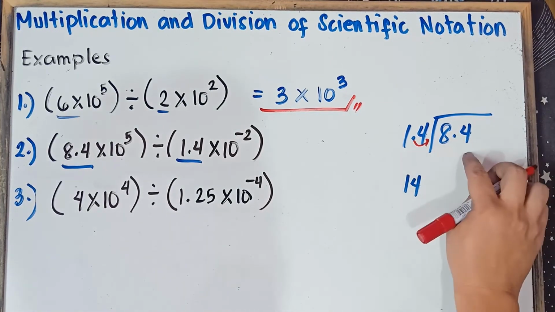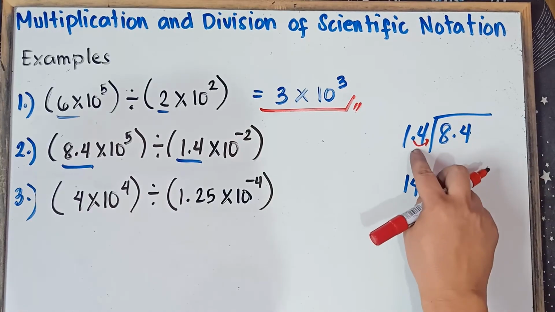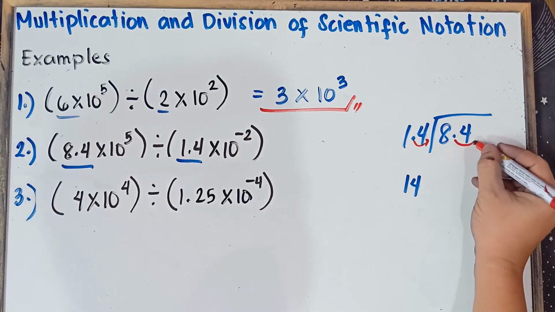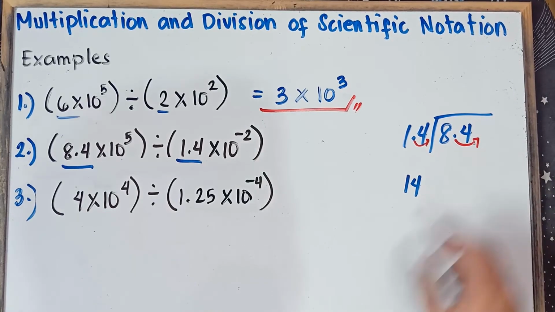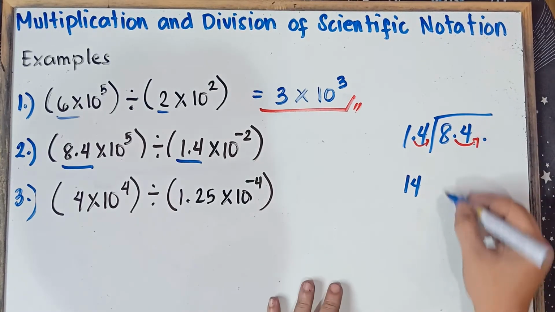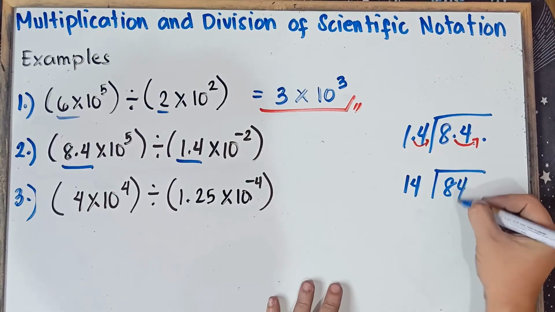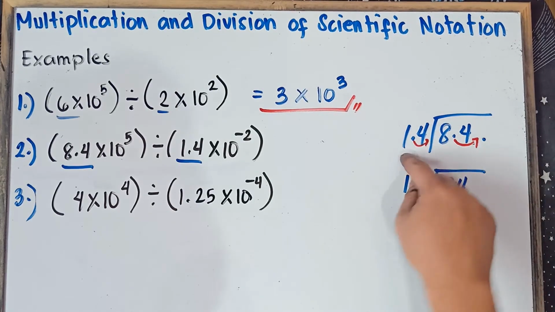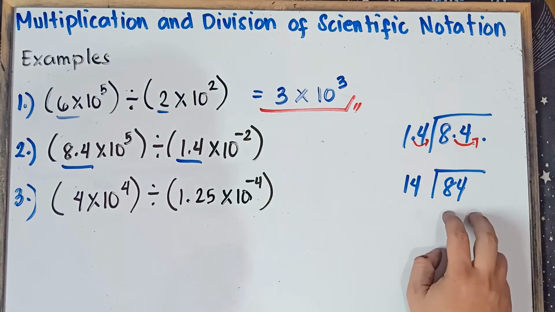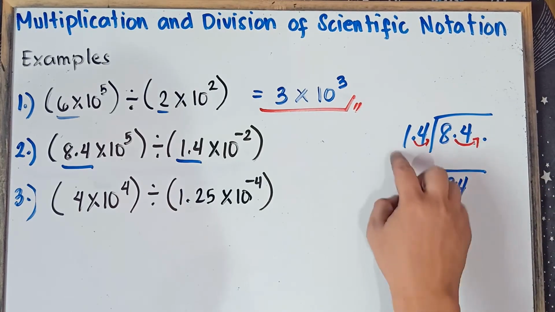Once you move the decimal point on your divisor left to right once, you also do that on the dividend to keep the expression balanced. So this 8.4 will become 84, because the decimal point will be here. Once again, class, 8.4 divided by 1.4 is just the same as 84 divided by 14.